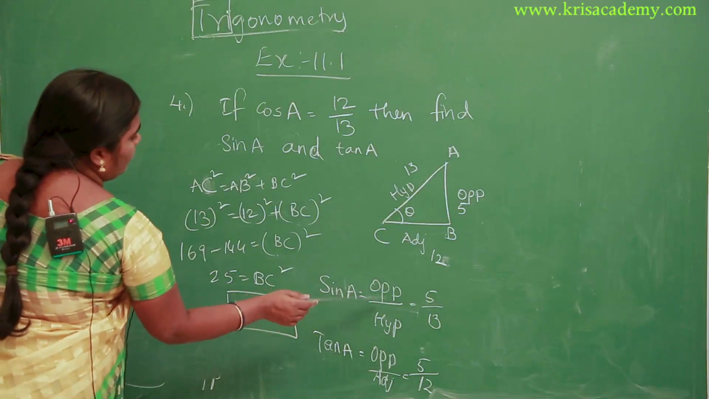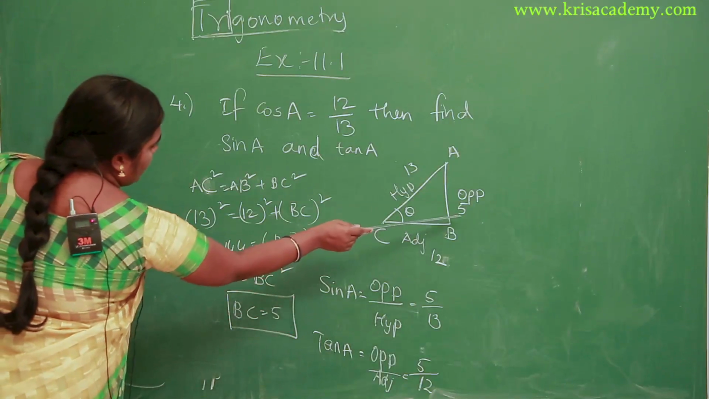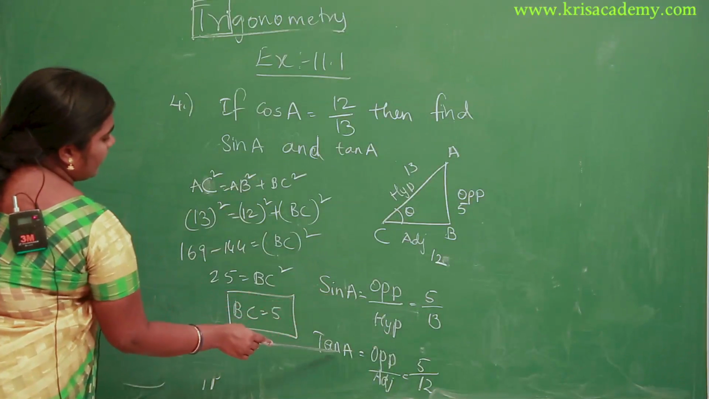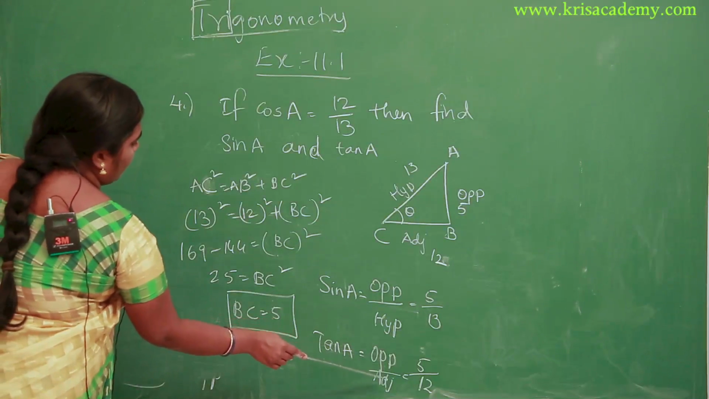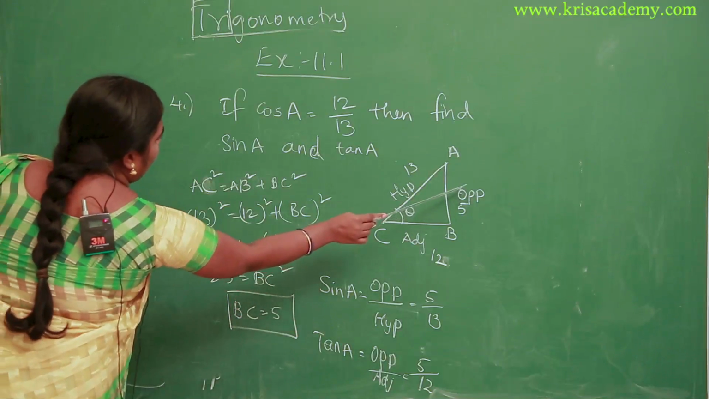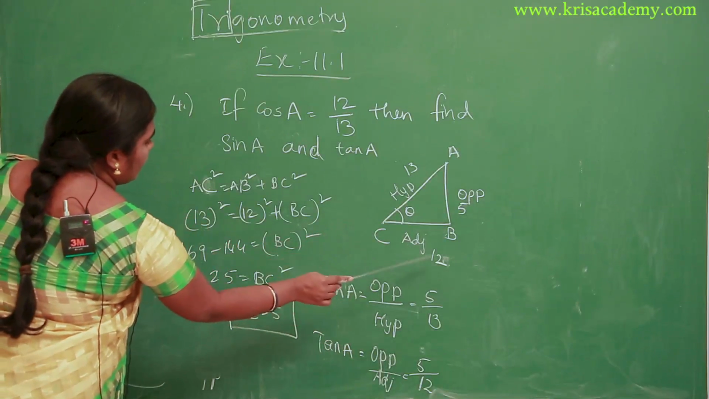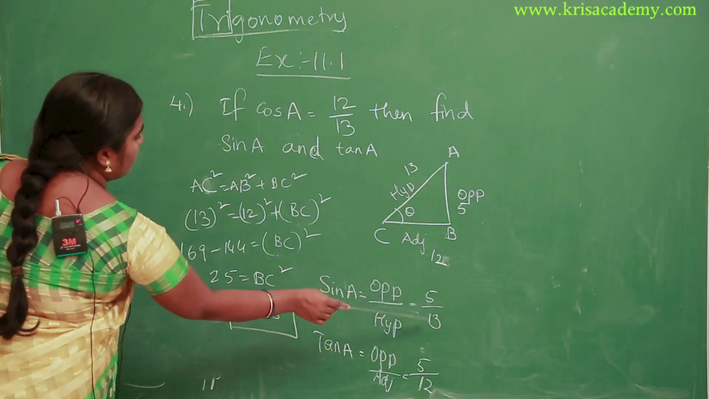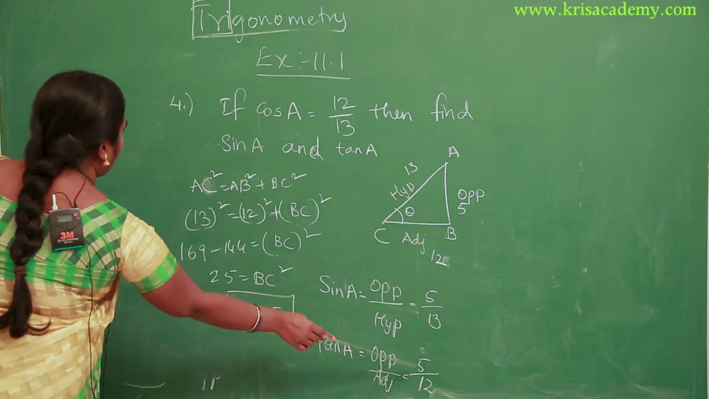Sin A is equal to opposite by hypotenuse. So opposite value is 5, hypotenuse value is 13. Tan A trigonometric ratio is opposite by adjacent. Opposite value is 5, adjacent value is 12. So sin A and tan A values: sin A is 5 by 13, tan A is 5 by 12.